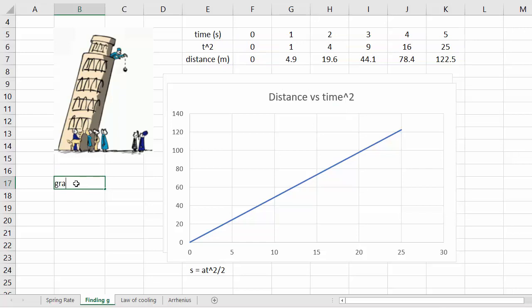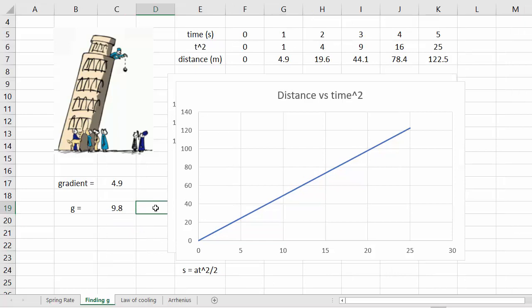We can find the gradient. And remember, it was a half a t squared, so g, the acceleration due to gravity, is equal to this value times 2. And that's in metres per second squared.